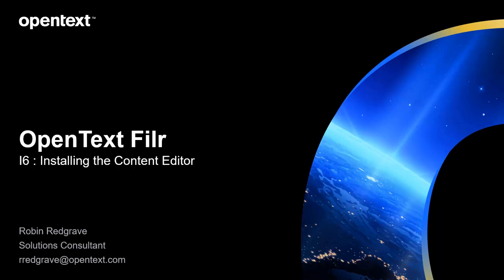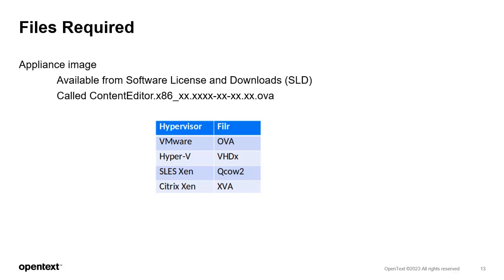Before you begin, there are a few things that you need to have. The first of which is the actual appliance itself. You normally would download this from the SLT portal, but you may have got it from somewhere else like Marketplace or it being given to you. The appliance itself is going to be called Content Editor.x86 and then some numbers and an extension. Depending on which hypervisor you're running, depends on which extension you should be using. So for instance, with VMware, you need to be using the OVA version of the appliance.